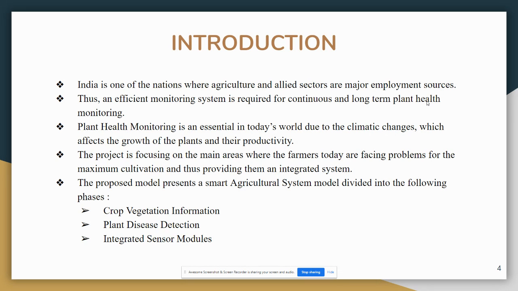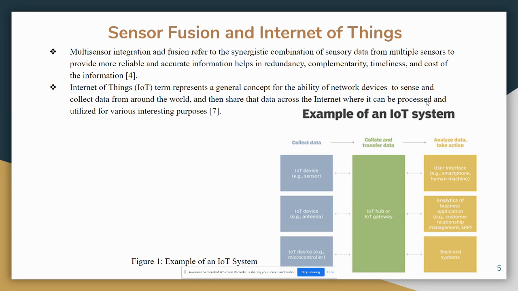The proposed model presents a smart agricultural system which is divided into the following phases: crop vegetation information, plant disease detection, as well as integrated sensor modules.